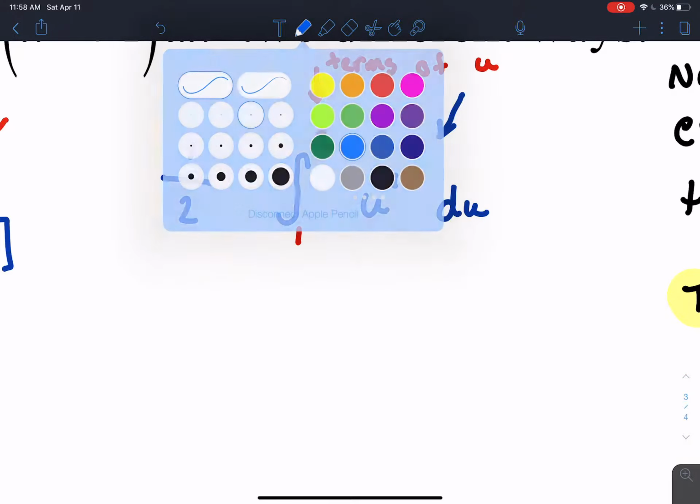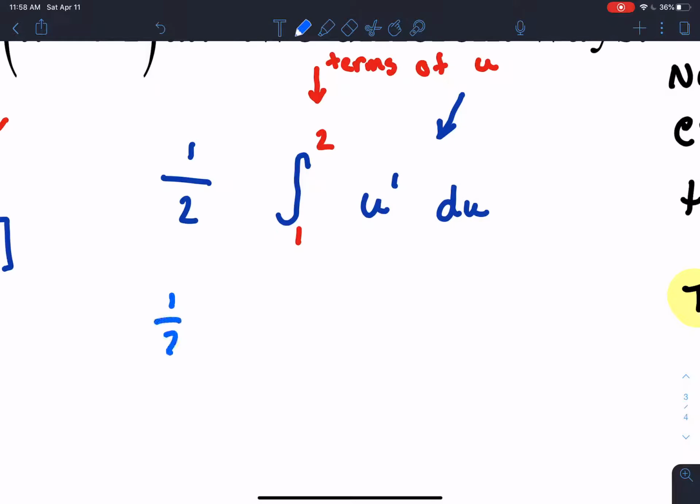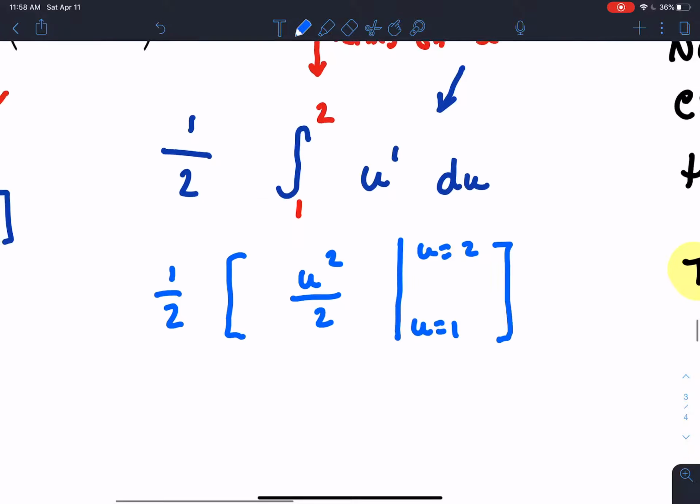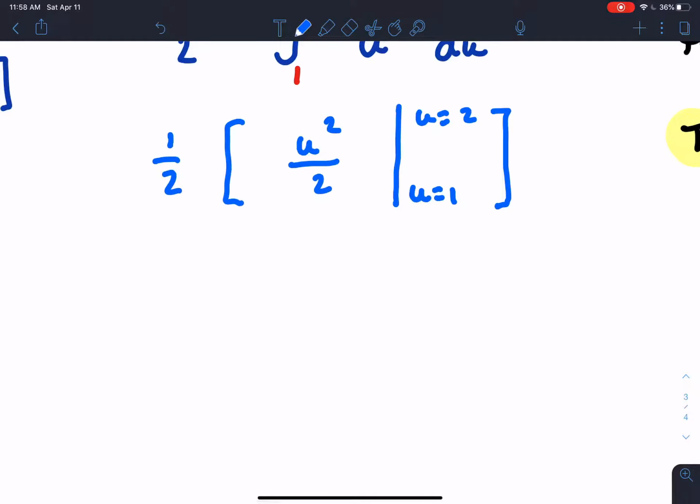So let's finish this. So you got 1/2, all right, antiderivative of u to the first is just u squared over 2, okay? Now, it's a definite integral, so I don't need the plus c. And what I'm going to do is go from u equals 1 to u equals 2. Okay, so it's a lot easier to plug in now when we're doing the definite integral.